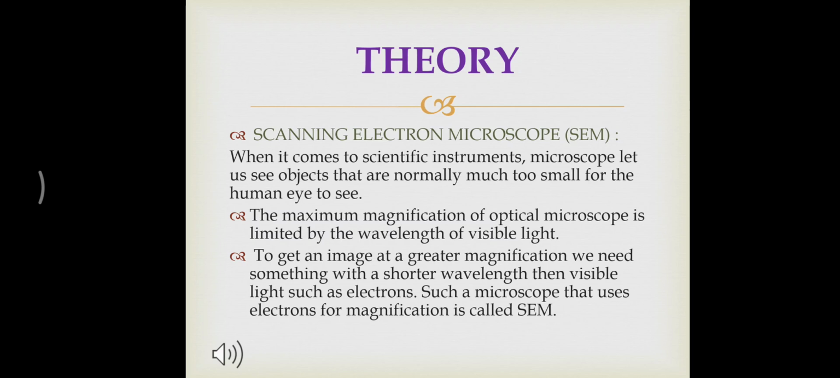Now, theory. Scanning electron microscope. When it comes to scientific instruments, microscopes let us see objects that are normally much too small for the human eye to see. The maximum magnification of an optical microscope is limited by the wavelength of visible light. To get an image at a greater magnification, we need something with a shorter wavelength than visible light, such as electrons. Such a microscope that uses electrons for magnification is called SEM, that is, scanning electron microscope.